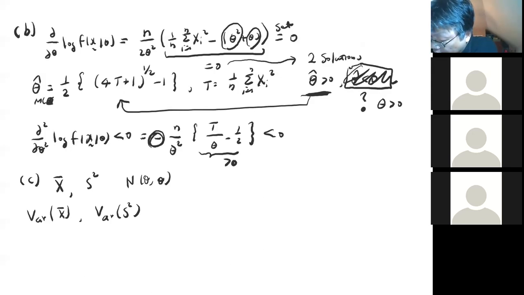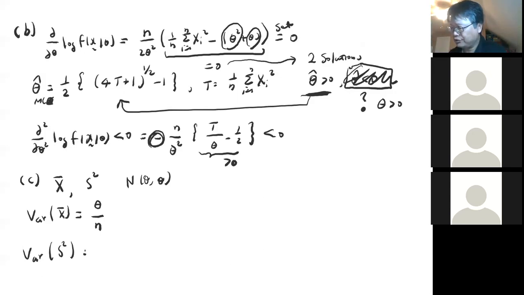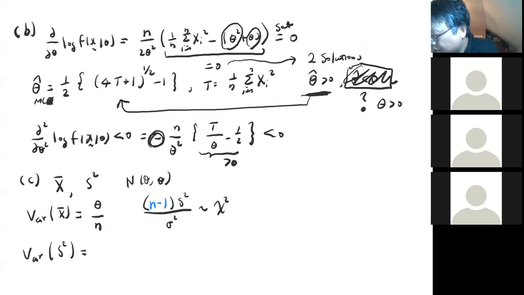Okay, so the first one is relatively easy. Variance of x bar is sigma squared over n, and sigma squared right now is theta. Then the variance of x squared. You should know how to do it right now, because for normality, deriving the variance of x squared, we are always using what? n minus 1. So taking n minus 1 times x squared divided by sigma squared follows chi squared n minus 1.